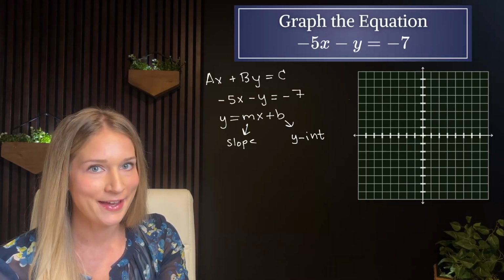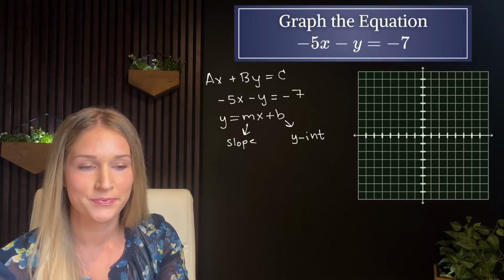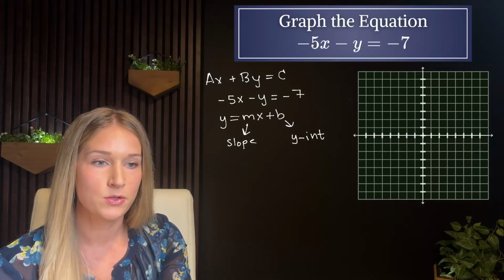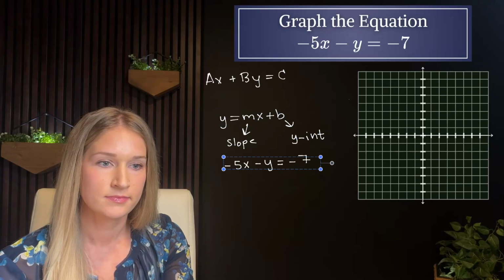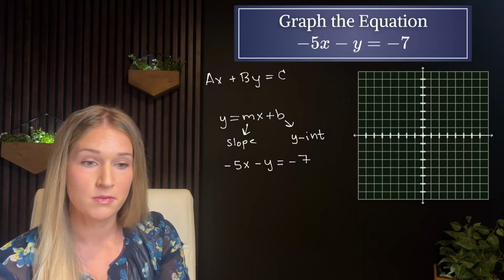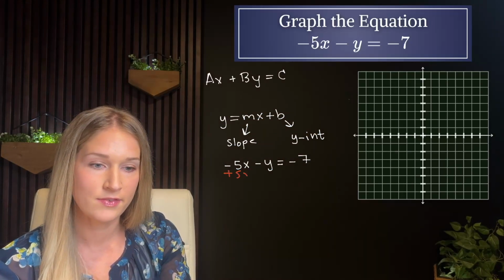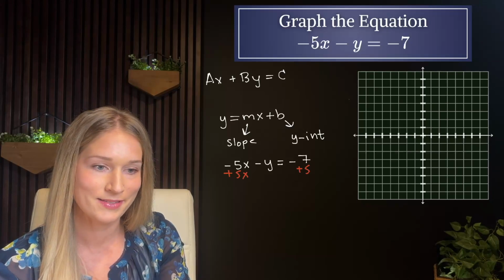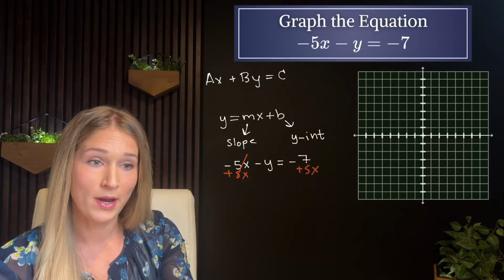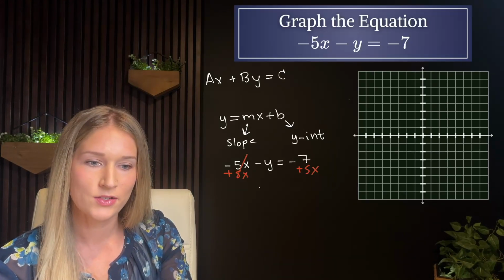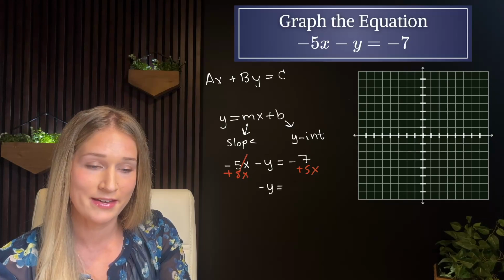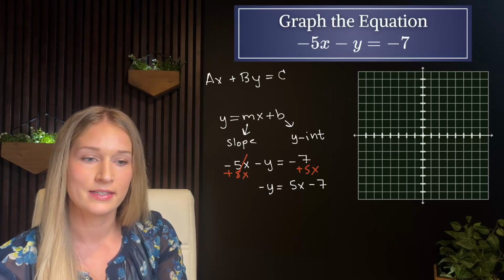To do that, I need to get y alone. So going back to my equation, let me start by moving the entire 5x term to the right. And that at least gets the x away from that y, but y is not totally alone yet because we still have that negative. I will put the 5x first and the negative 7 last.